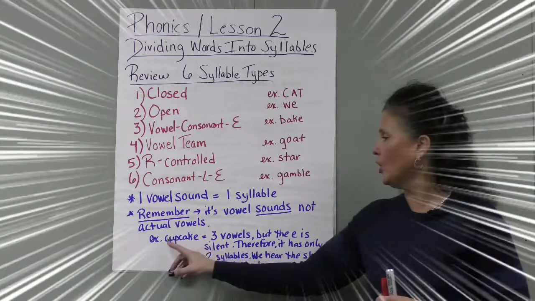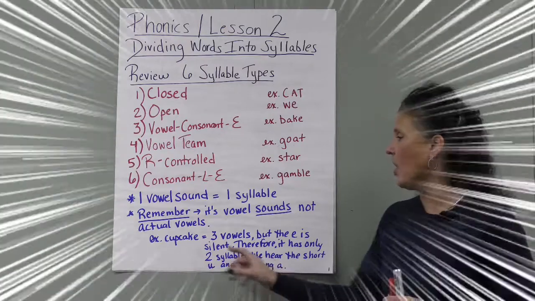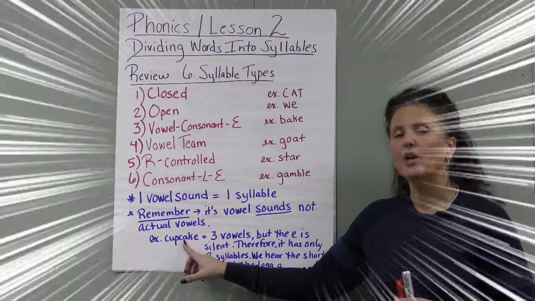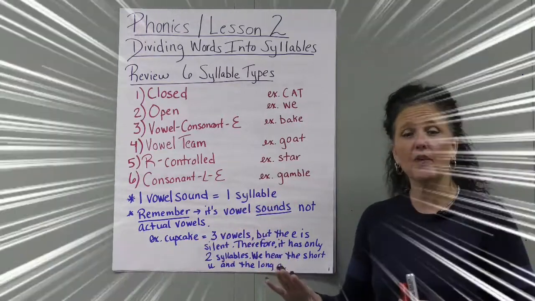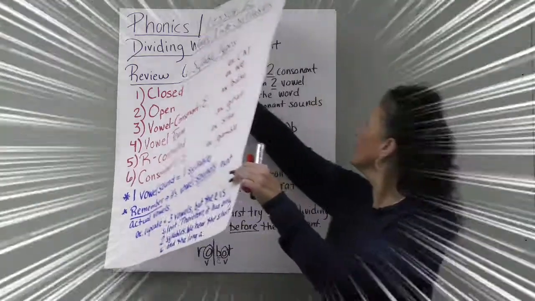Here, the short U, cup, up, like umbrella, cake. And that's the long A. There's the E on the end, which has the A say its name. So in this instance, we only have 2 syllables, cupcake. So we're dividing that word right there. That's a compound noun. Remember those?